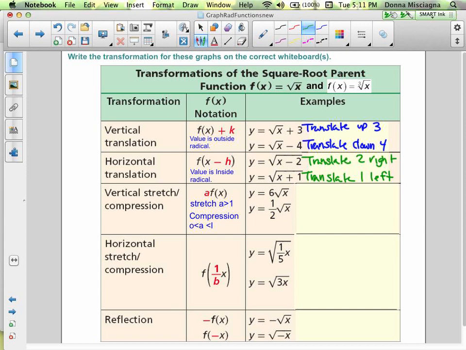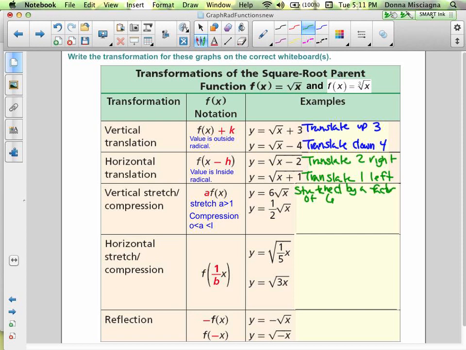Now a vertical compression and stretch. If it's greater than 1, it is a stretch. If it's between 0 and 1, it's a compression. So this one is stretched by a factor of 2. Basically, it's like a dilation. So stretched by a factor, did I say 2? A factor of 6. I don't know whether I'm just still thinking of the last problem. So stretched by a factor of 6.